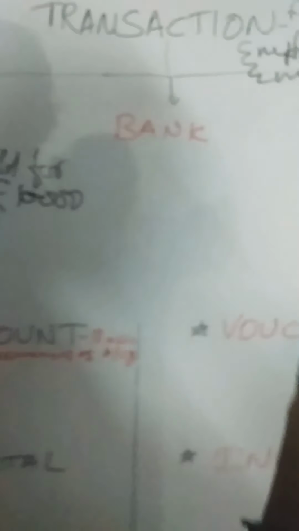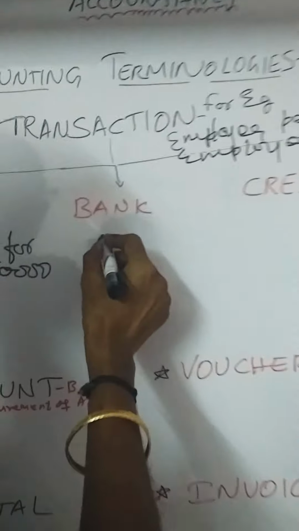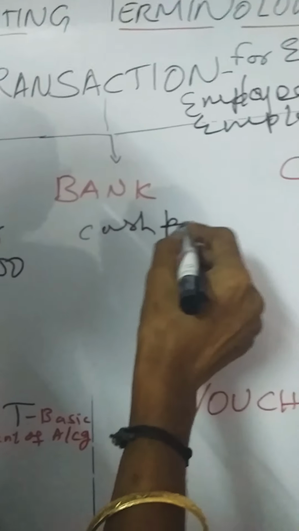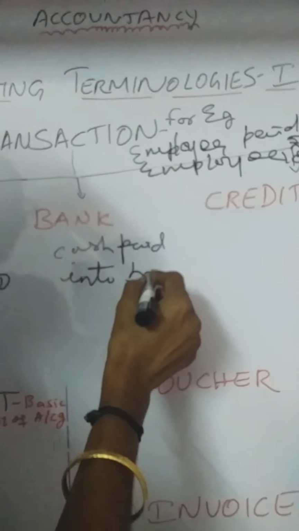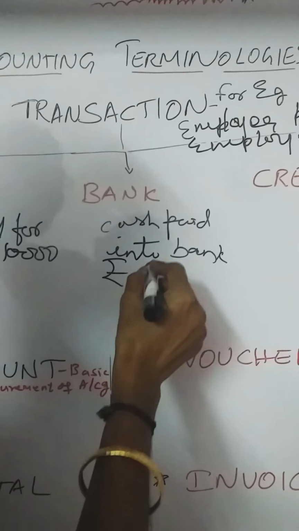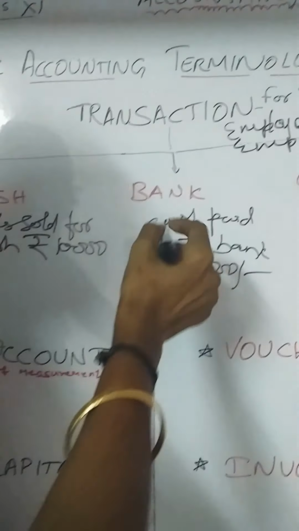This is a cash transaction. Then next comes bank transaction. It deals with all the banking aspects. For example, cash paid into bank, rupees 10,000. Similarly, the cash which has been withdrawn from the bank, rupees 5,000. So the bank is involved. So we say it as a bank transaction.